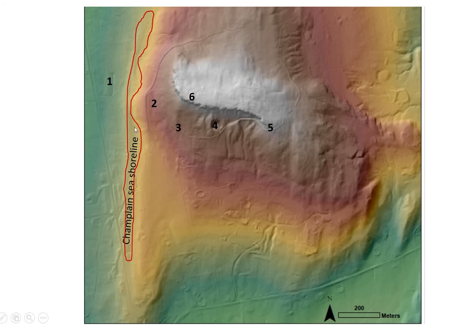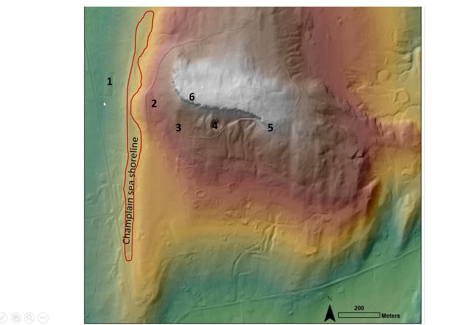And here is the Champlain Sea shoreline traced for you. So right now in the parking lot, you're actually on a lower shoreline that was formed as the sea started to shrink. The highest Champlain Sea shoreline is traced in red.